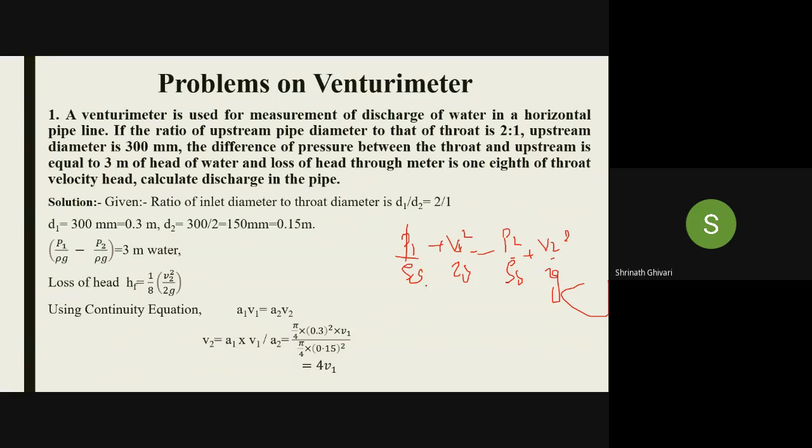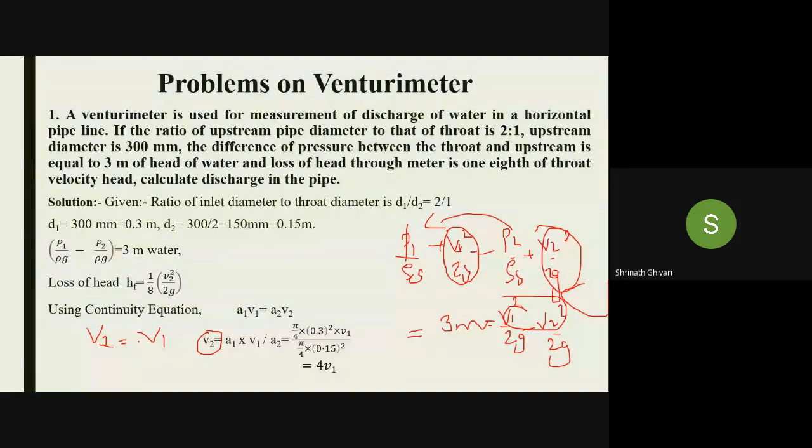So if I use Bernoulli's equation, I know P1 by rho g minus P2 by rho g as 3 meter. I don't know V1 square by 2g and V2 square by 2g. It will be like 3 meter equal to V1 square by 2g minus V2 square by 2g. I cannot process the problem because I have two unknowns here, V1 and V2. To avoid that situation, we are determining a relationship between V2 and V1.